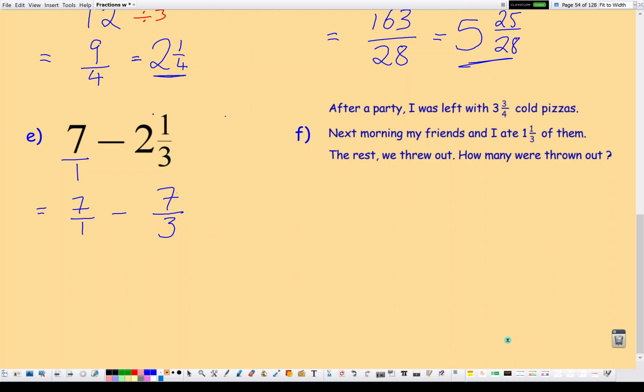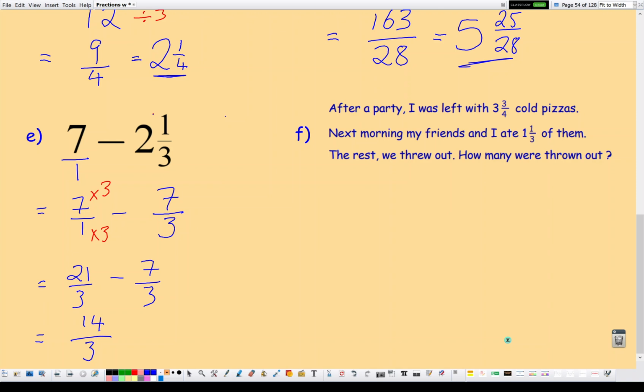Now this is similar to example B. I want these to get the same denominators. But because the one on the left is just a 1, I don't need to multiply both of them. I can just multiply the one on the left by 3 on the top and bottom, and that's going to get 3 as the denominator on the left fraction. So 7 over 1 is going to become 21 over 3, and that's taking away 7 over 3, and this one isn't too bad. So now they're both over 3, so it's 21 minus 7 is 14 thirds.